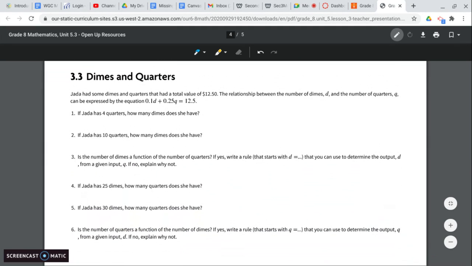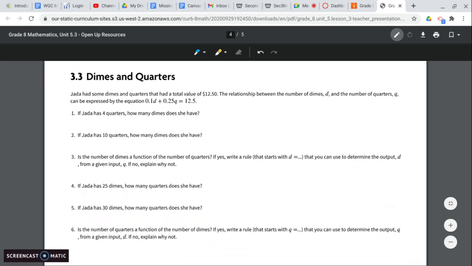All right, dimes and quarters. Jada had some dimes and quarters that had a total value of $12.50. The relationship between the number of dimes, D, and the number of quarters, Q, can be expressed by the equation 0.1D plus 0.25Q equals 12.5. So if Jada has 4 quarters, how many dimes does she have?